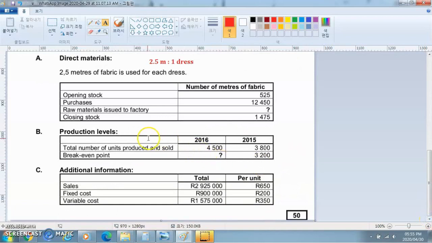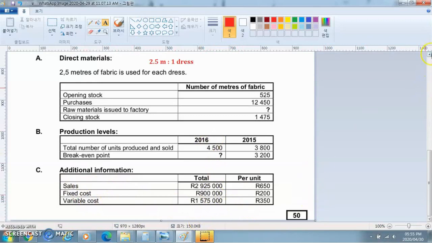And then we have the production levels, right? Production levels for 2 years, 2015 and 2016. That's clear. And then we're given the total number of units produced and sold, right? And then down here we have the break even point. These things are clear, right? Okay, and then lastly here we're given additional information, which is sales, fixed cost, and variable cost. So this side is what? The totals versus the unit cost.